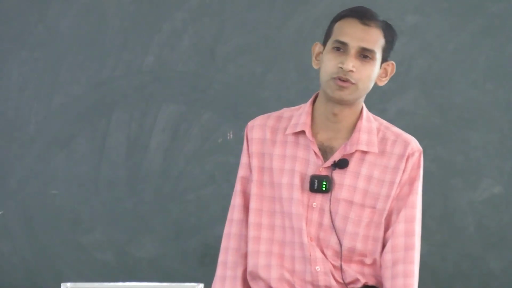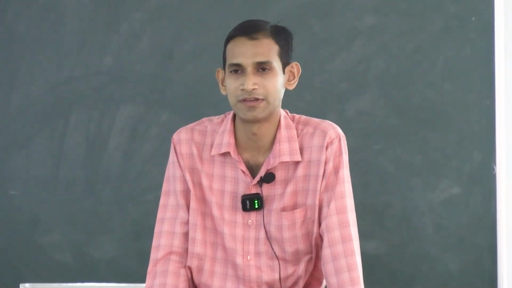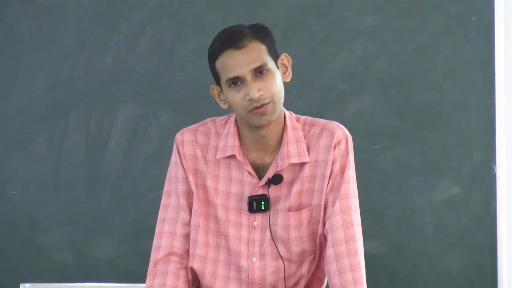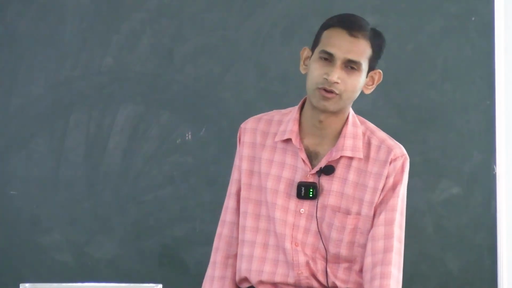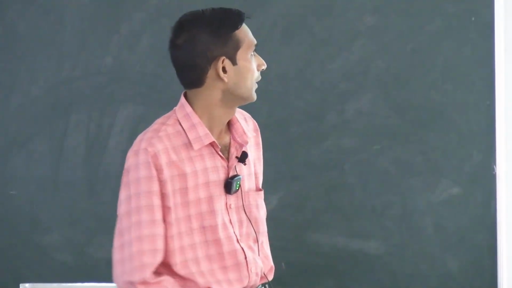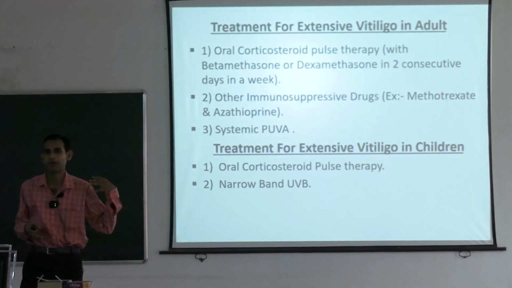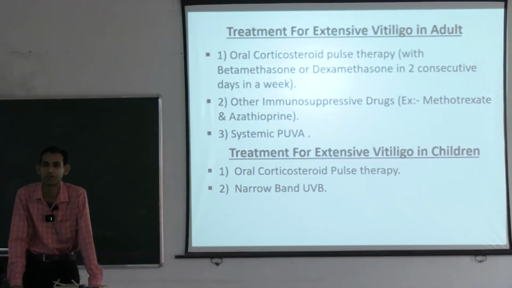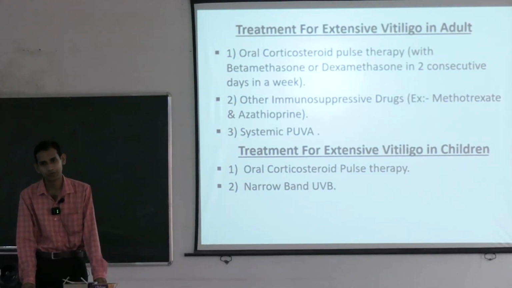Another topical therapy which can be used for the treatment of vitiligo is the topical JAK inhibitor, that is topical Janus kinase inhibitor. Tofacitinib ointment can also be used nowadays for the treatment of localized vitiligo. Now, for extensive disease in adults, if the vitiligo is rapidly spreading or expanding, or if it involves more than 20% body surface area, in that case you have to give steroids.